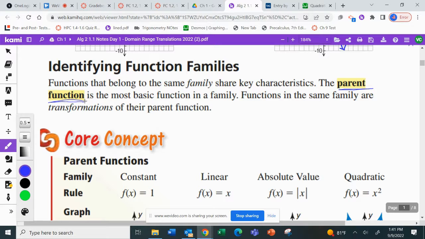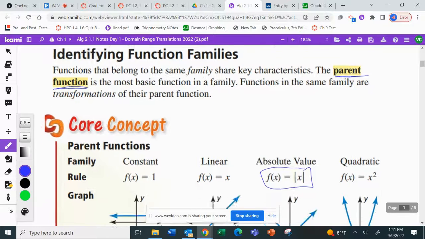When we were on the TARP yesterday, we were doing absolute value of x a lot. And then we would transform it. But the absolute value of x by itself, you'll see right down here, is a parent function. So that basic function that has no transformations, there's only one in it, like multiply by 1. That is the parent function.